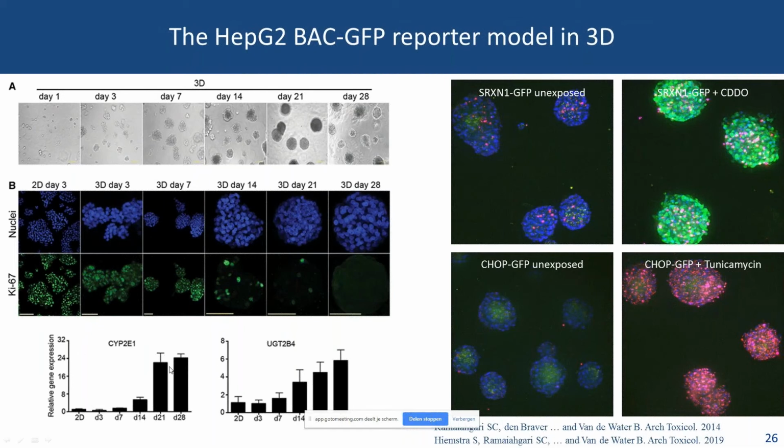Well, besides P450 enzyme expression, it's also nice that we have expression of these transporters. So UGT, the family name, but there are way more than just this one. But you can see for this specific transporter, a very nice induction when the spheroids are being formed.